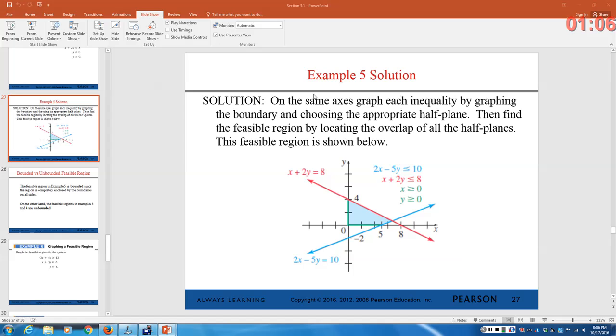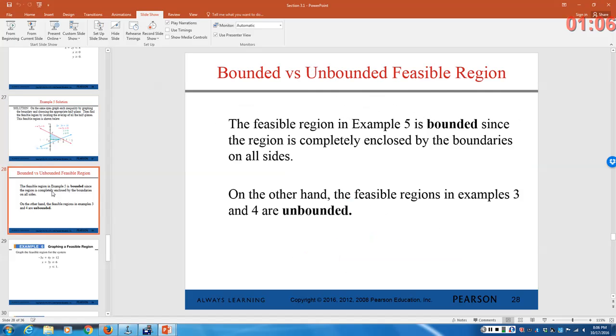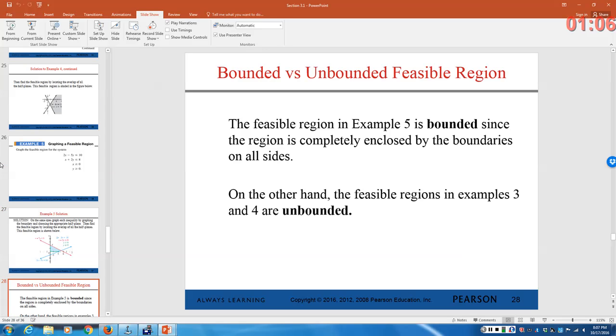So we did example 5, and we found that this was a bounded feasible region because it has a solid boundary on all four of its sides. Now, there may be more than 4 sides if there's more than four equations. So, as I explained, a feasible region is bounded because it's completely enclosed by its boundaries. The feasible regions in examples 3 and 4 are unbounded, and we'll go back and look at those.